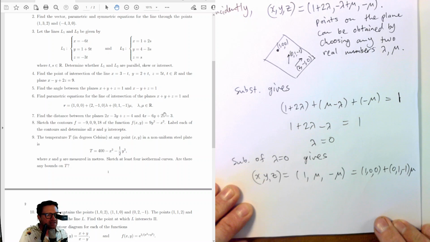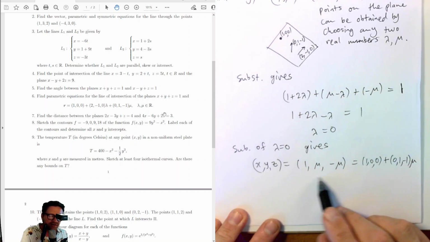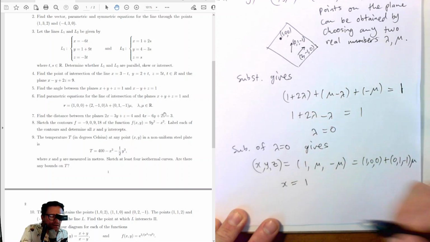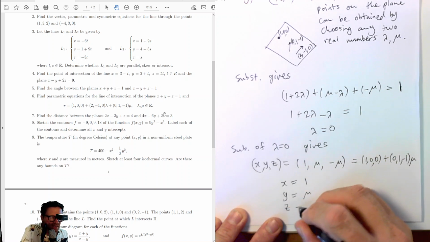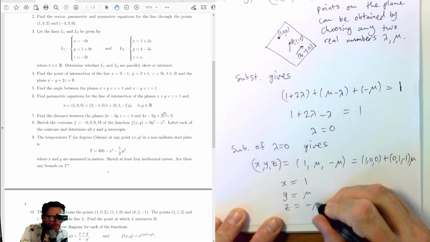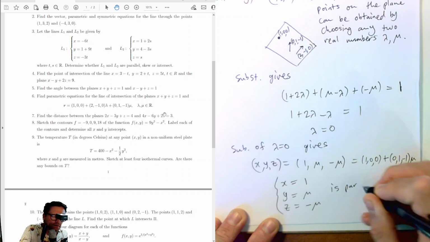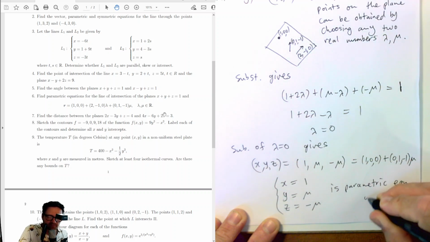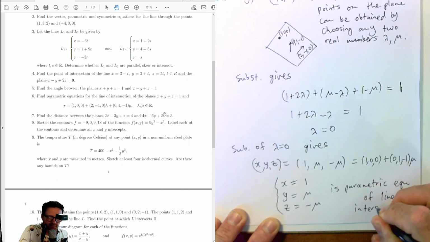Now let's look at what we're asked to give. Find parametric equations of the line of intersection. So if we want a parametric equation of the line of intersection, well, it's pretty much right here. We just have to set it out. x equals 1, y equals mu, and z equals minus mu. And this is our parametric equation of the line of intersection.